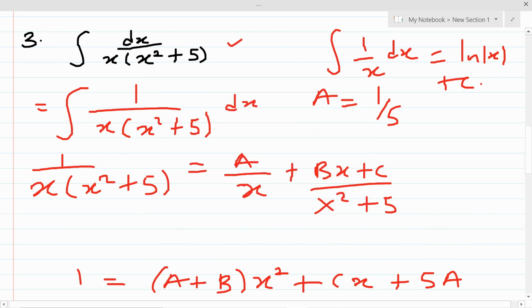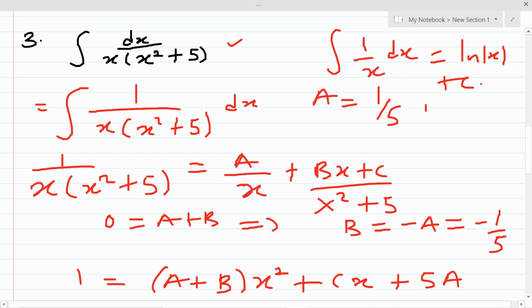But when you look at the left side of the equation, sorry, the coefficient of s squared, there's no s squared here at the left side, so it means that the coefficient of s squared is 0. So it means 0 should be equal to a plus b. This implies that our b is equal to negative a, and that should be equal to negative 1 over 5. Okay, so b is equal to negative 1 over 5.